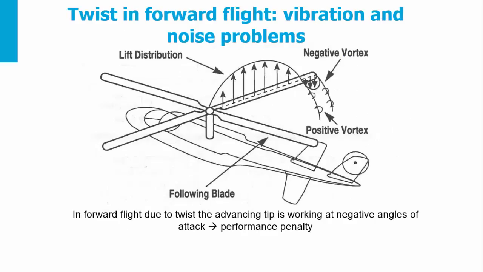The problem with twisting the blades too much comes in forward flight. There we have vibration and noise problems. Why? In forward flight, due to twist, the advancing tip is working at negative angles of attack. You see there at the end of the tip a negative vortex which is formed. This will come into the following blade, and then there will be a performance penalty.